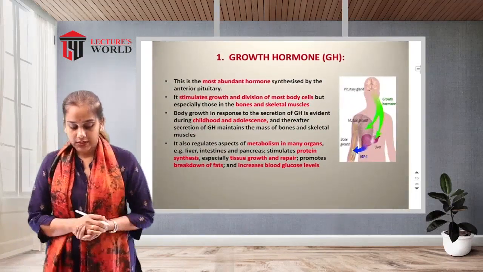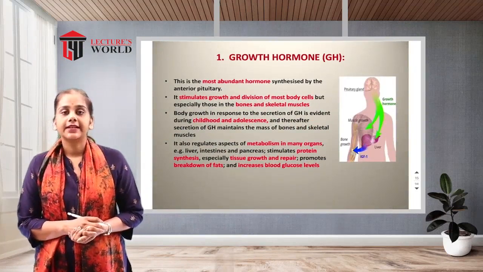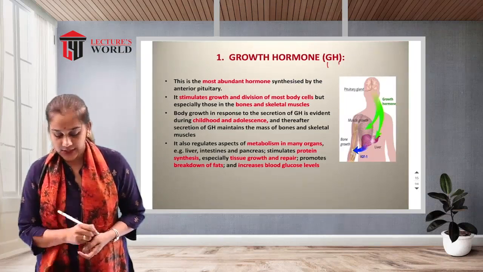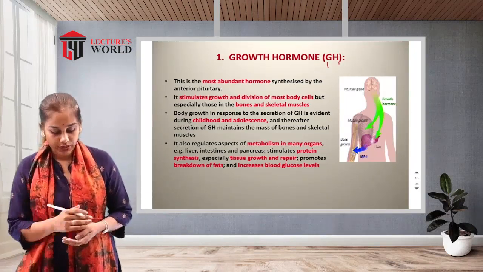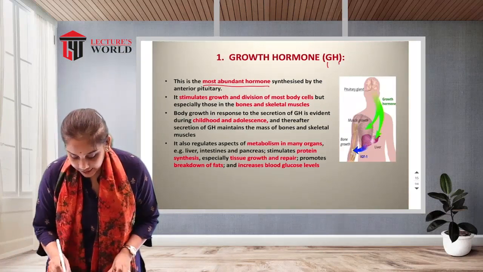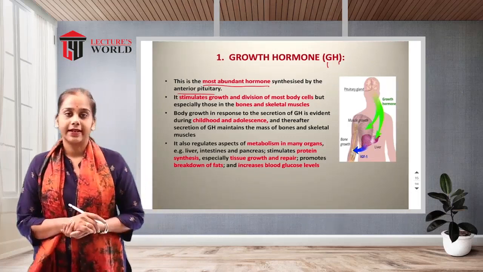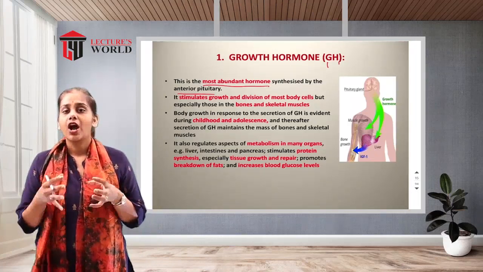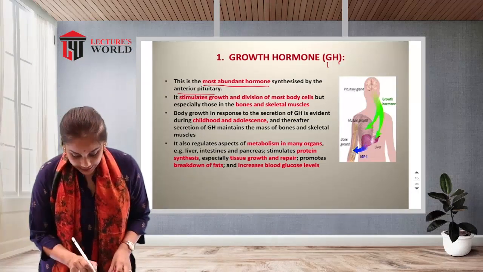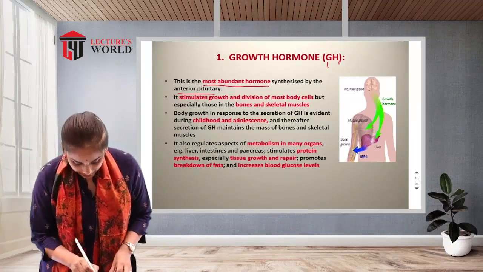So the first one is growth hormone. Growth hormone is represented as GH: G means growth, H means hormone. It is the most abundant hormone synthesized by the anterior pituitary gland. We can say it is the most vital hormone, very helpful for the growth and production of the body.